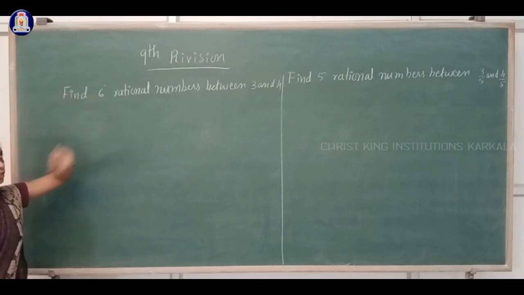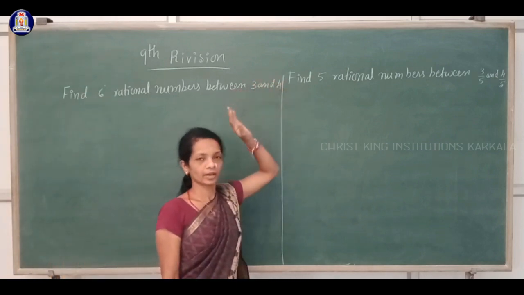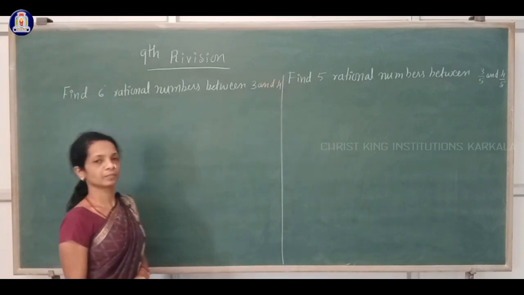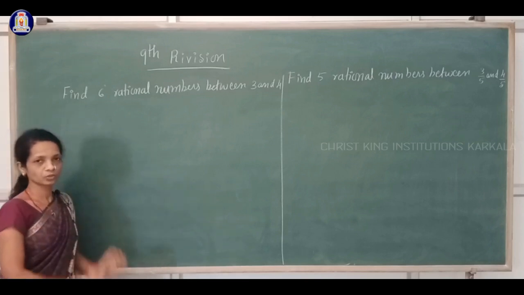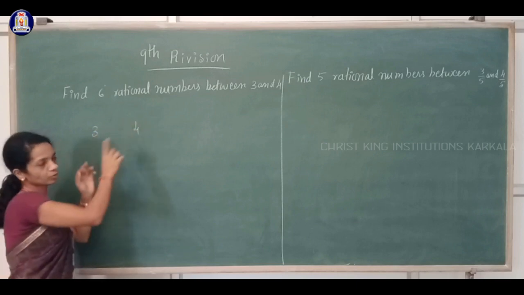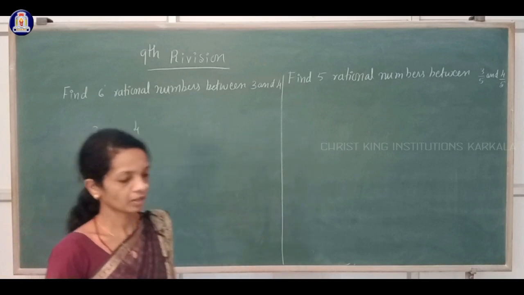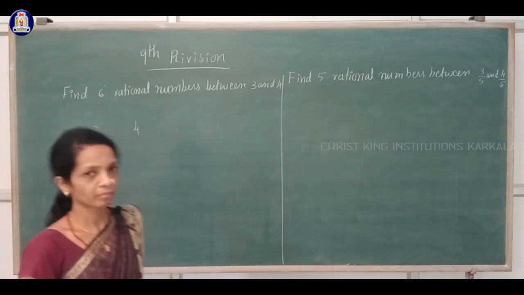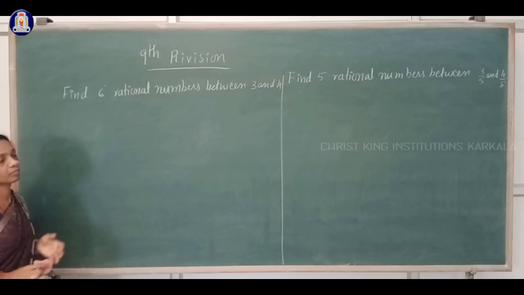Find 6 rational numbers between 3 and 4. How to write 6 rational numbers between 3 and 4? Actually there are infinitely many rational numbers between two given numbers. Now you are given 3 and 4. Between any two numbers there are infinitely many rational numbers. Now how to find rational numbers between 3 and 4? And you are asked to find 6 rational numbers.